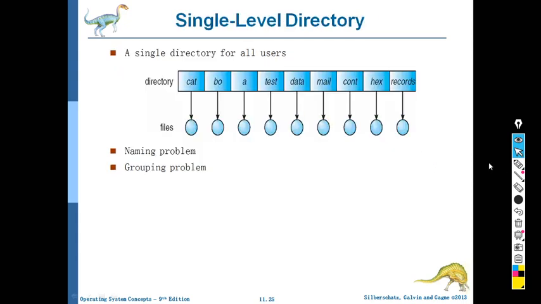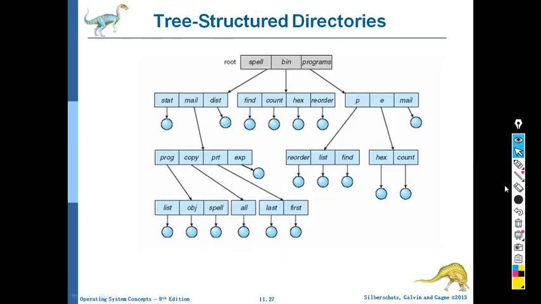Now we are going to look at different types of directories. The easiest one to implement is a single level directory, where all the files are at one particular level. But then we face a naming problem: all the files here need to have a unique name. You cannot keep the same name for more than one file, and you cannot even group them. Grouping helps us access data easily, but this is easy for creating files.